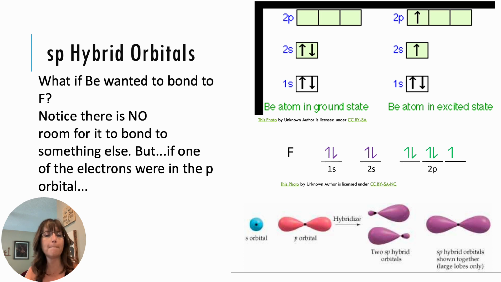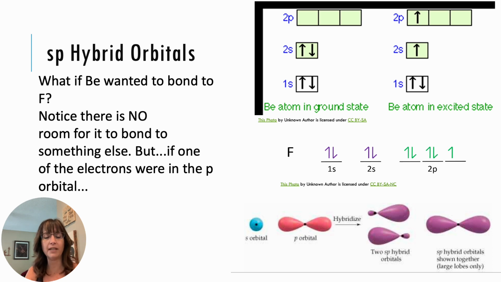What if we want beryllium, Be, to bond to F? If you take a look at the picture where it says Be atom in the ground state, Be has 4 electrons. We find 2 in 1s, and we find the other 2 in 2s. Aren't both of those orbitals full? Well, how does it bond? That doesn't make sense.